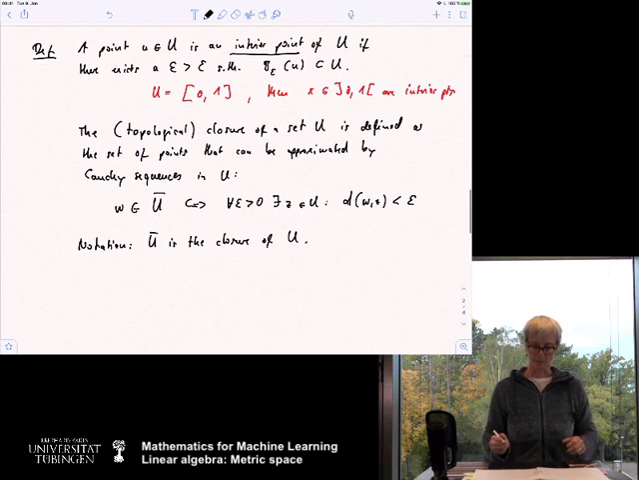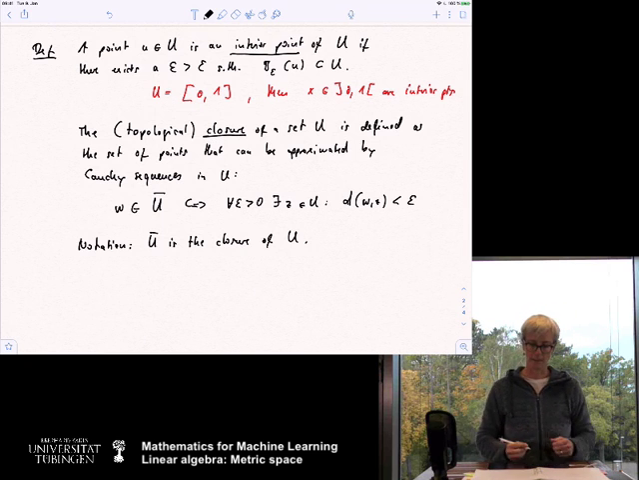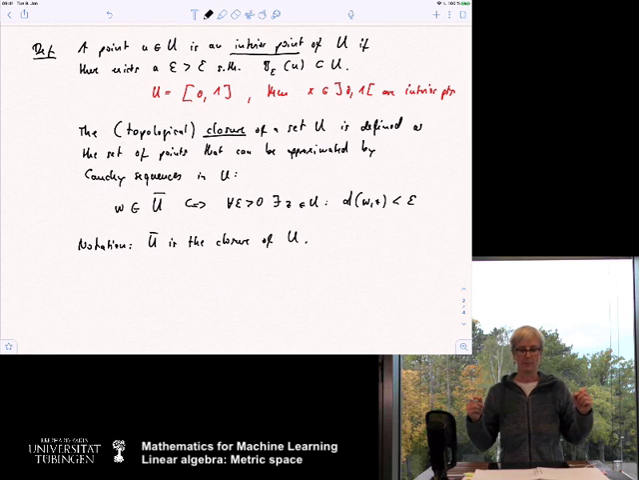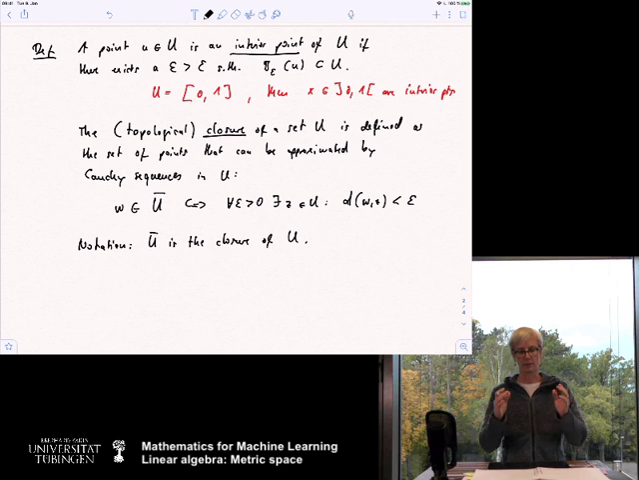And now, once we have the closure, we can also define the boundary of a set. The boundary of a set is the set of points you get when you take the closure and subtract the interior. Oh, sorry, I forgot to say what the interior is.